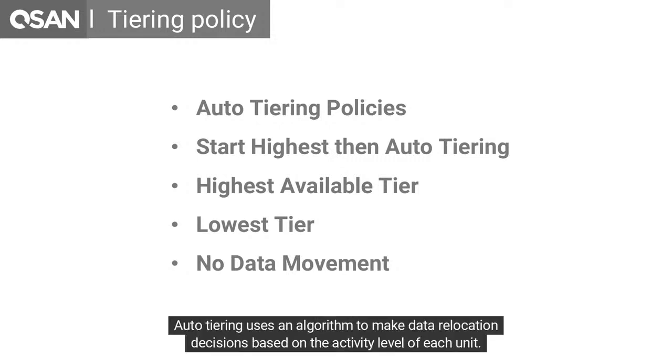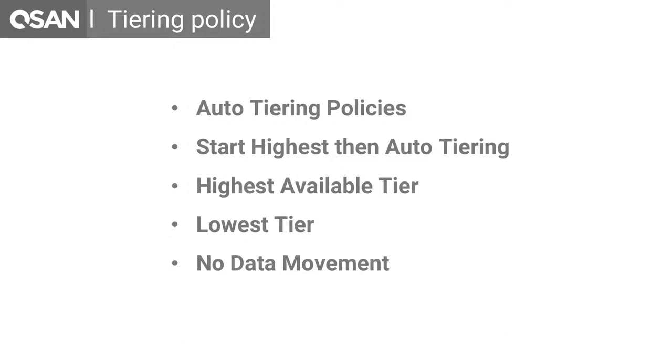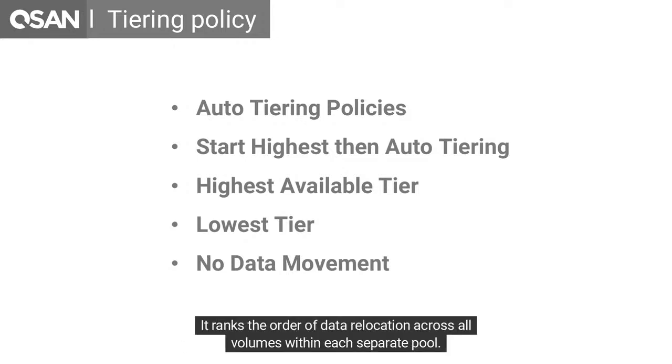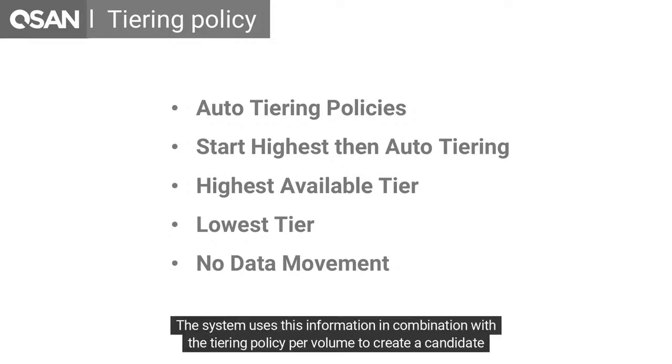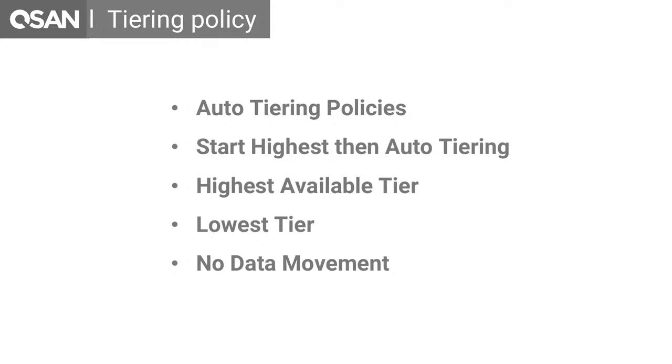Auto-tiering uses an algorithm to make data relocation decisions based on the activity level of each unit. It ranks the order of data relocation across all volumes within each separate pool. The system uses this information in combination with the tiering policy per volume to create a candidate list for data movement. We support 5 tiering policies.